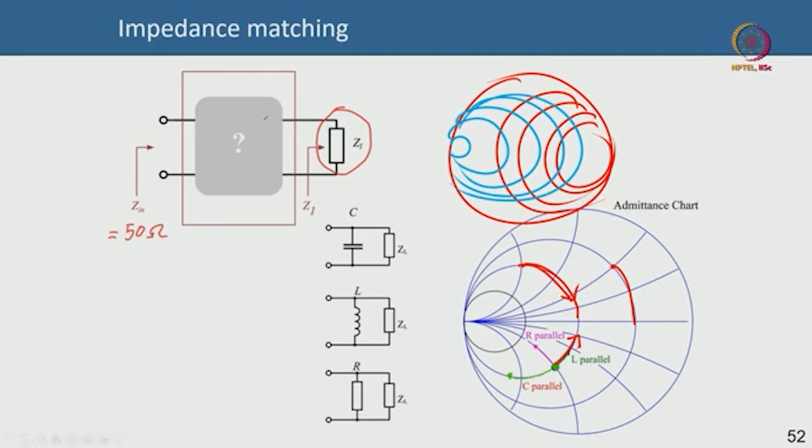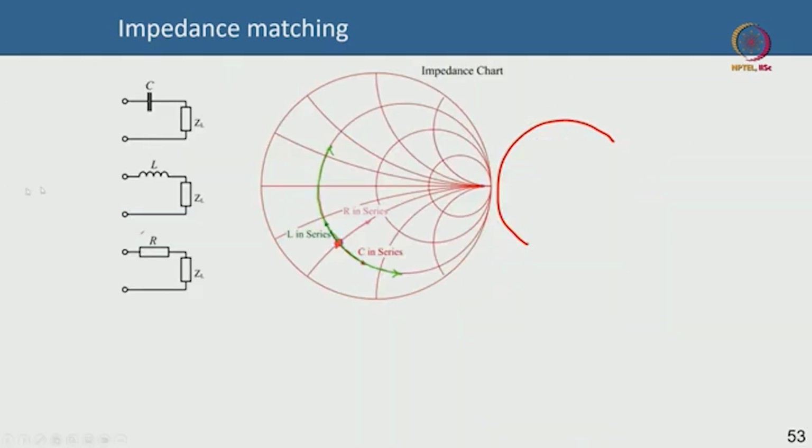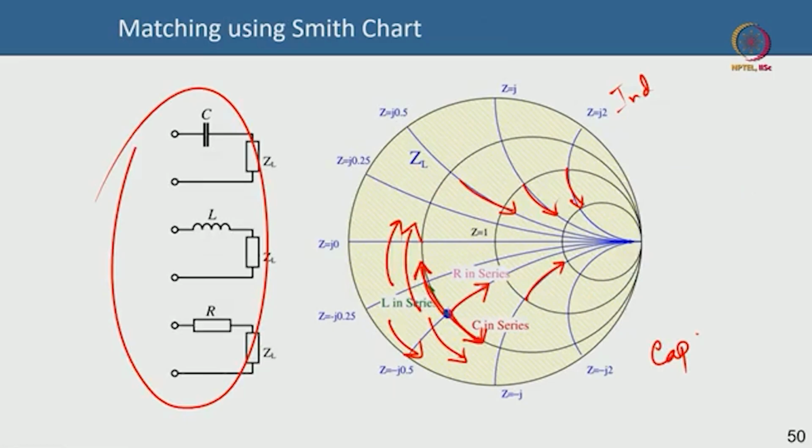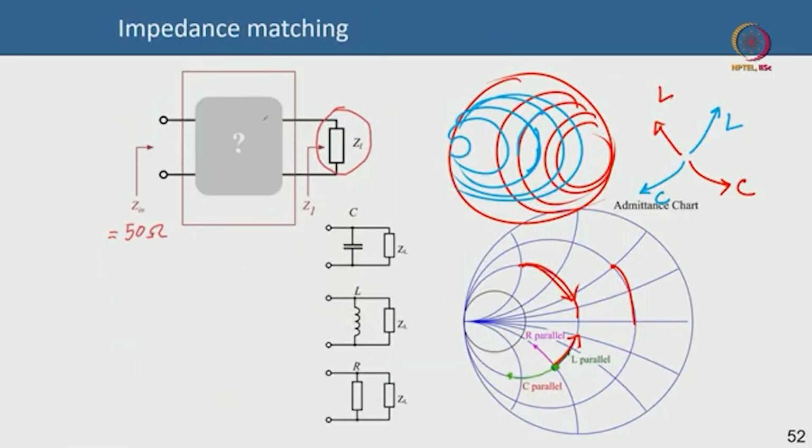So you have to move between the two charts when you try to do impedance matching. You have to move from one point to another point, from admittance to impedance, impedance to admittance, and in this case that is why you have to keep in mind that inductor in parallel goes like that, capacitor in parallel goes like that in the admittance chart, okay, and in series inductor goes like that and capacitor goes like that, okay.